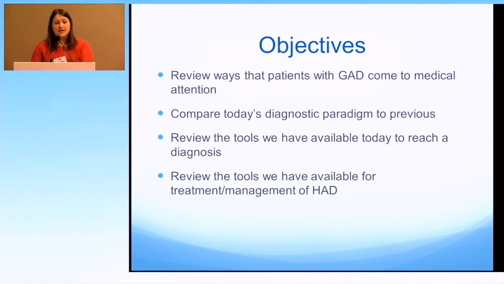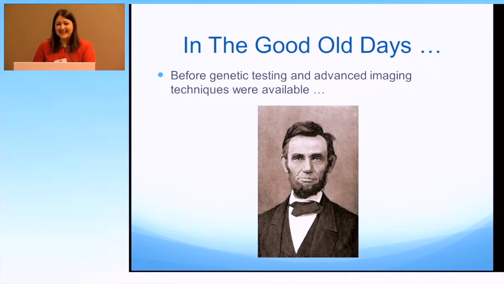So when you come to clinic, what information do we gather? What additional information do we need? And then how do we work through that with you? And then review the tools that we have in our toolbox for treatment and management of genetic aortic disorders. So in the good old days, and I'm not making a case that Abraham Lincoln had Marfan syndrome, although there's a relatively good case to be made.